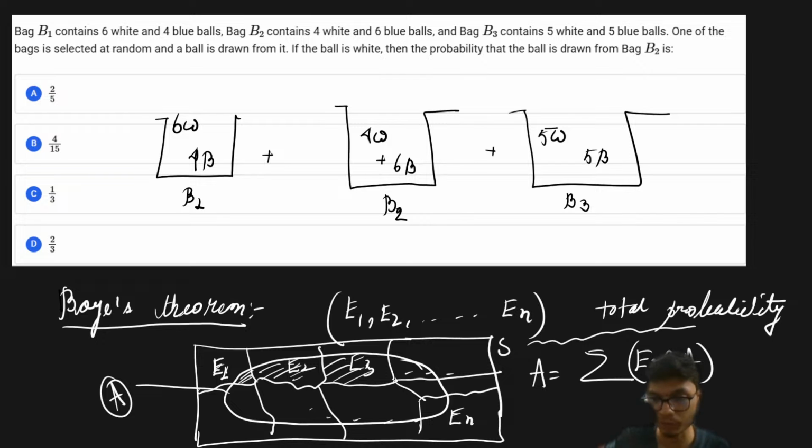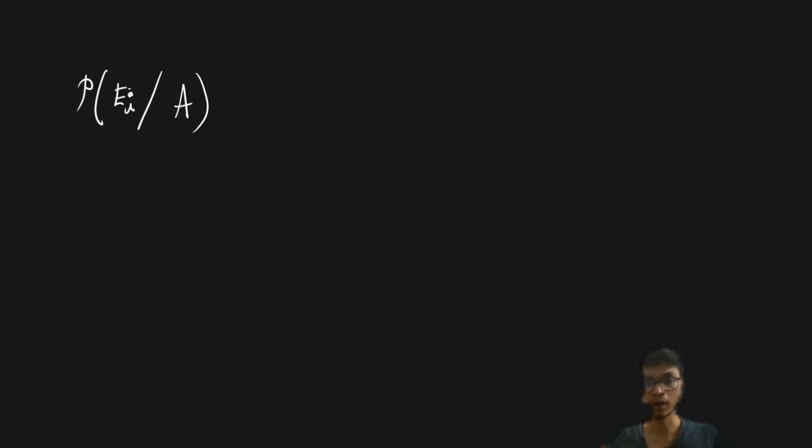Now Bayes theorem is just the opposite of it. If it is said that this particular event has already occurred, then what is the probability that this event has occurred because of any particular event E1 or E2 or E3? So I have to find the probability that event A has already occurred and it occurred because of this corresponding event, which is written as the conditional probability of EI given that event A has already occurred.